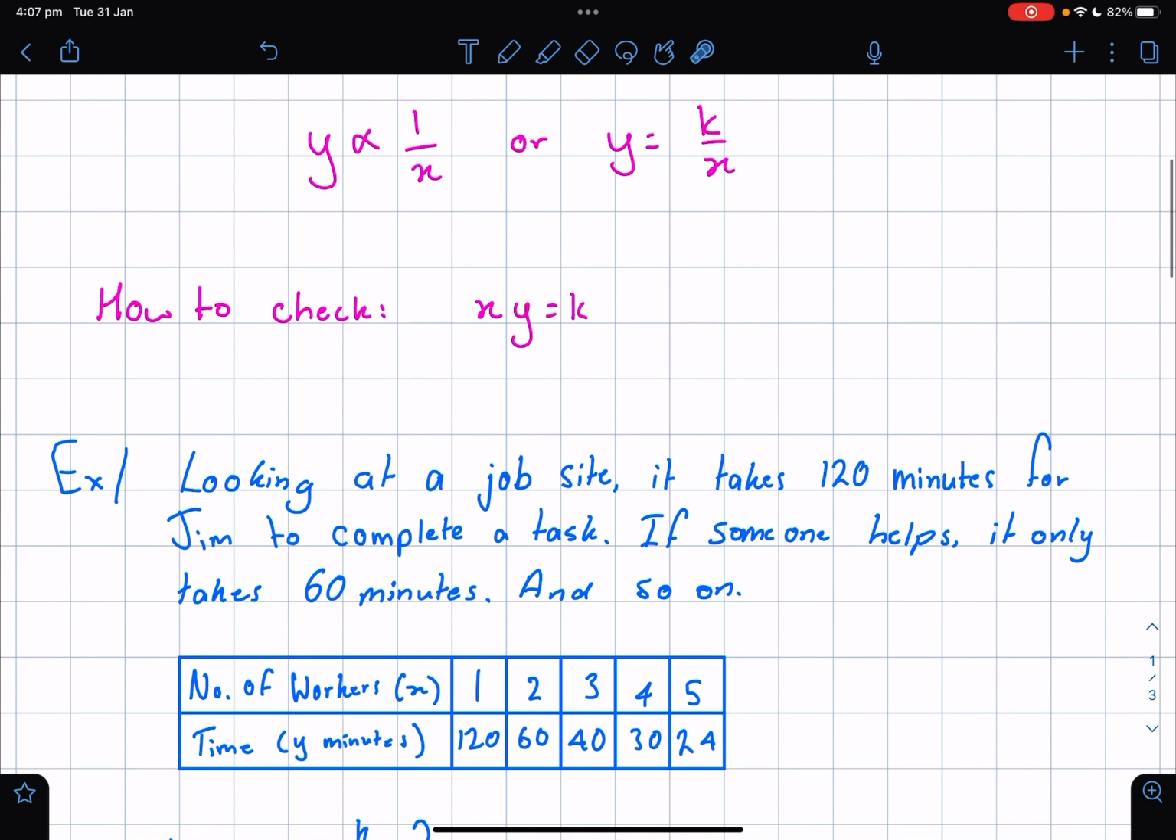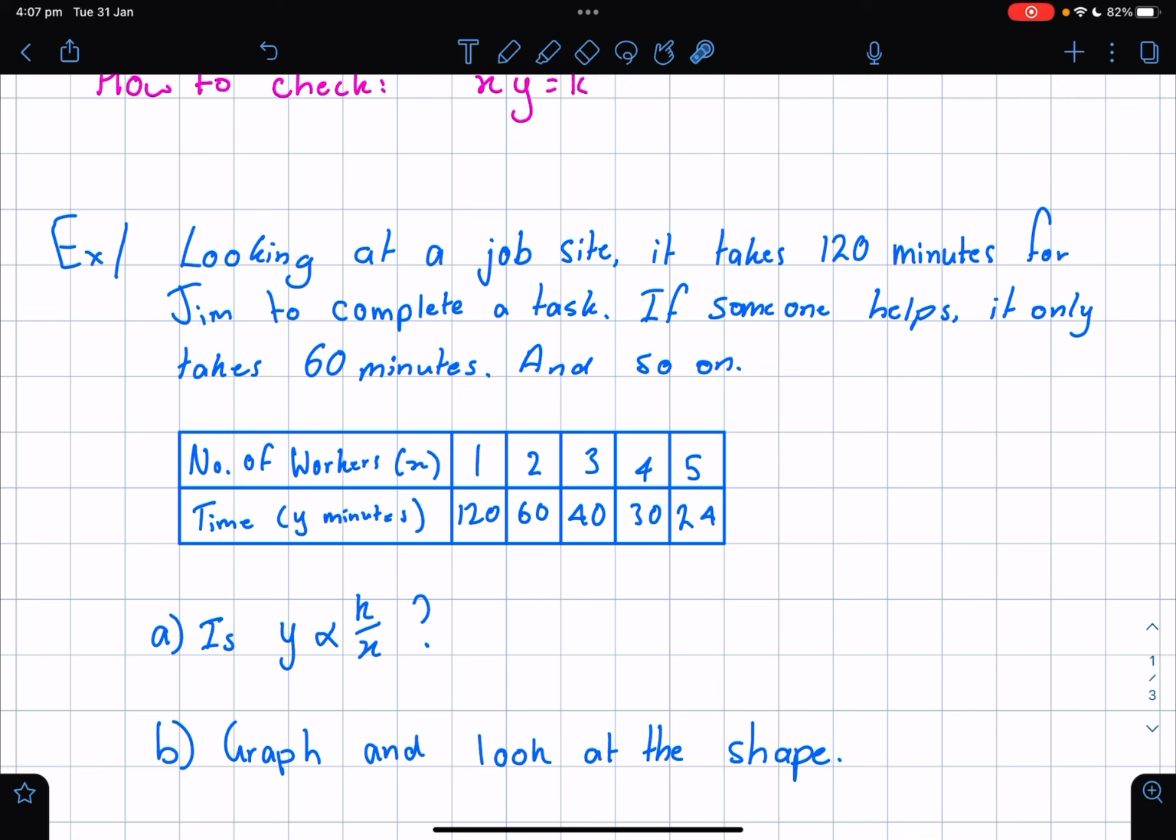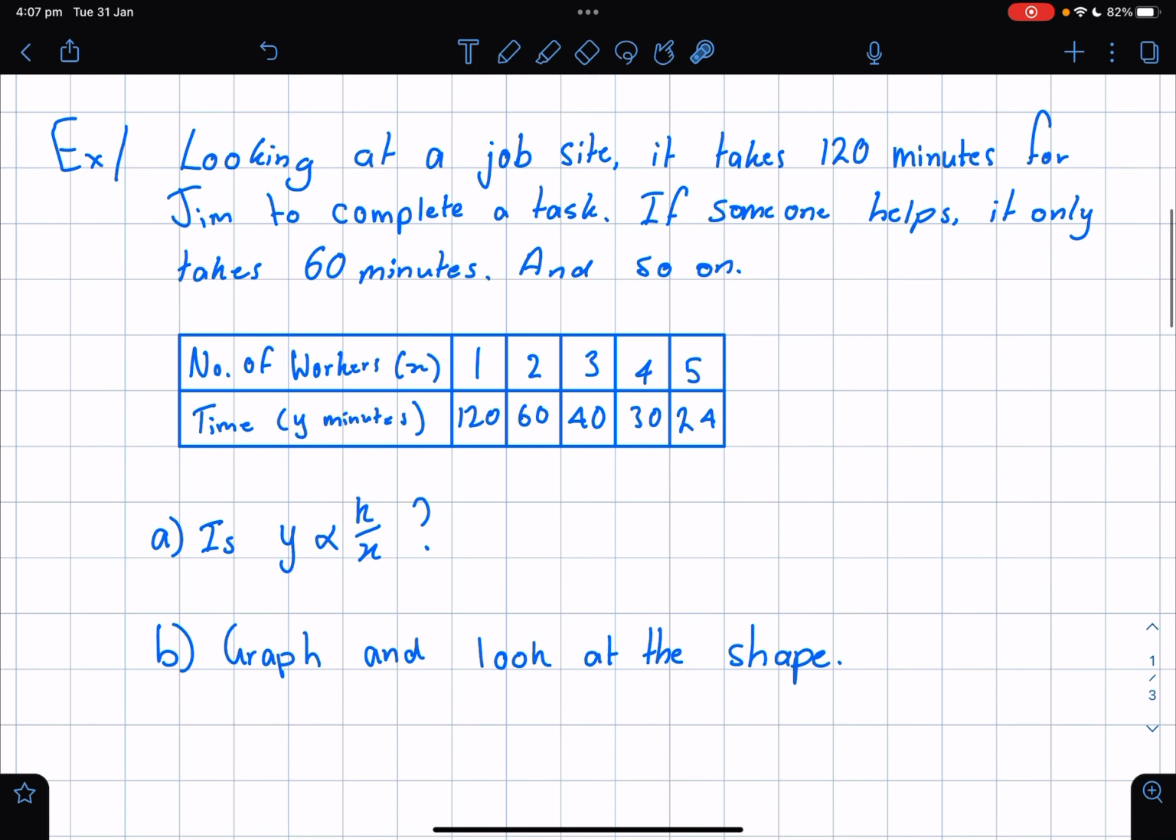All right, so we're going to look at a bit of an example here and just straight away jump into it. Looking at a job site, it takes 120 minutes for Jim to complete a task. If someone helps, it only takes 60 minutes, and so on. So we've got a table of values here. Number of workers is our x and time in minutes is y. So 1 worker, 2 workers, 3 workers, 4 workers, 5 workers, and 120 minutes, 60, 40, 30 and 24. We need to find if y is directly proportional to 1 over x or y is proportional to x. And then we're going to graph the points and have a look at the shape.